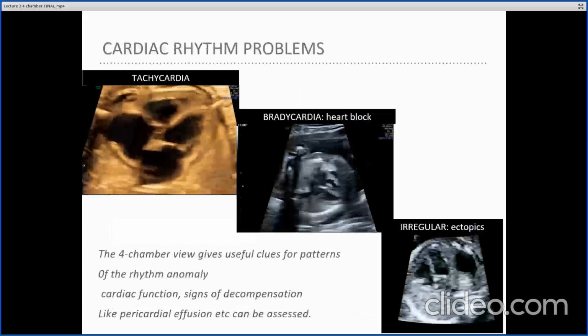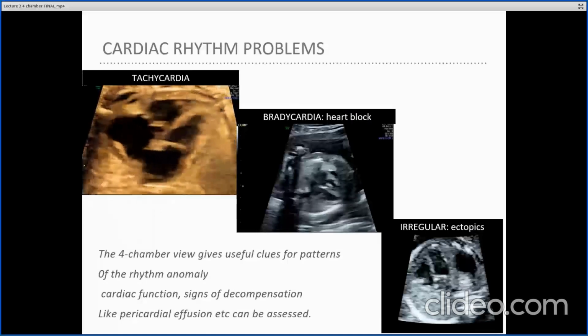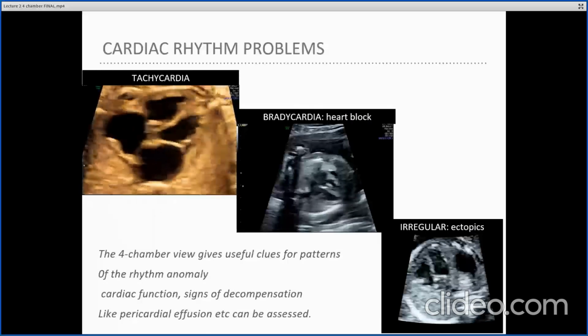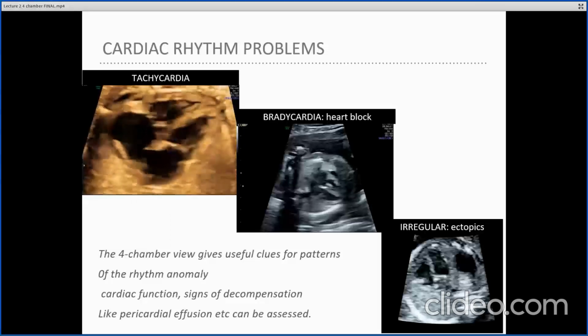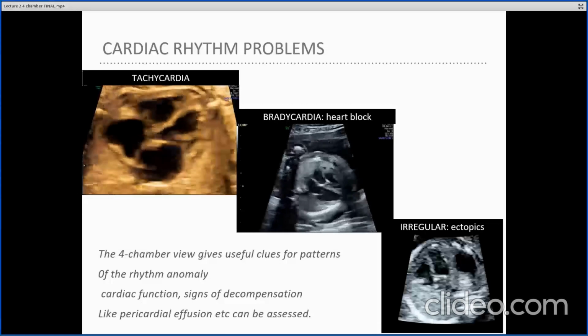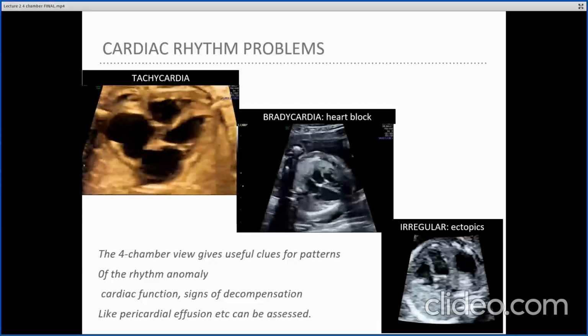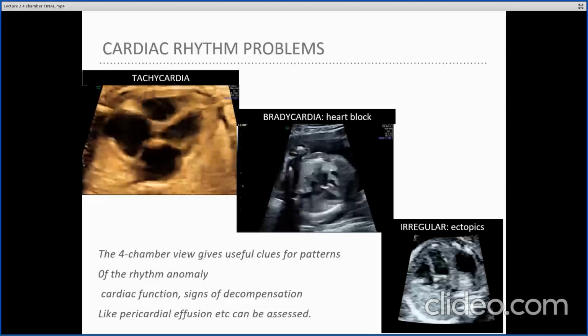Now, the four-chamber view often gives us a first clue towards the diagnosis of cardiac rhythm problems. So this is one example where we can see very obviously that the heart rate is very fast. So that is tachycardia. In the second example, we can see the opposite end of the spectrum, where there is significant slowing of the heart rate. And that is bradycardia, and in this case, it is due to heart block.